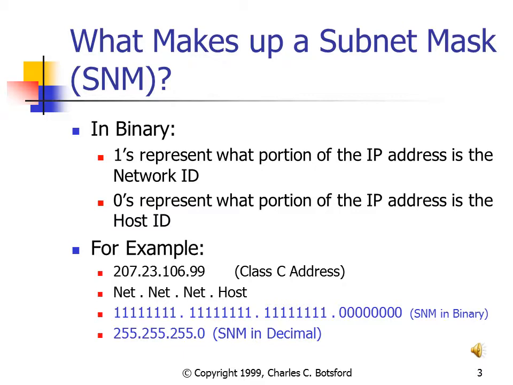Now, when we convert the subnet mask in binary to decimal, we see that it comes out to 255.255.255.0.